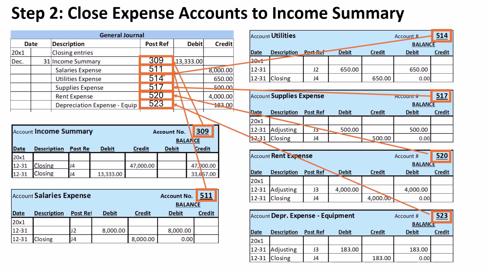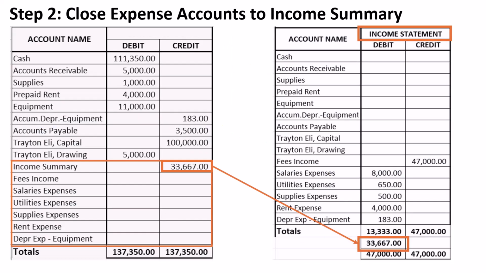We update the journal entry to show the account number 309 for the income summary account and the account numbers 511, 514, 517, 520, and 523 for the expense accounts. After the second entry is posted, the expense account balances have been transferred to the income summary account, and the income summary account shows $33,667, which is the same amount we had on our income statement. So that's our sign that we've transferred all income statement accounts correctly to the income summary account.